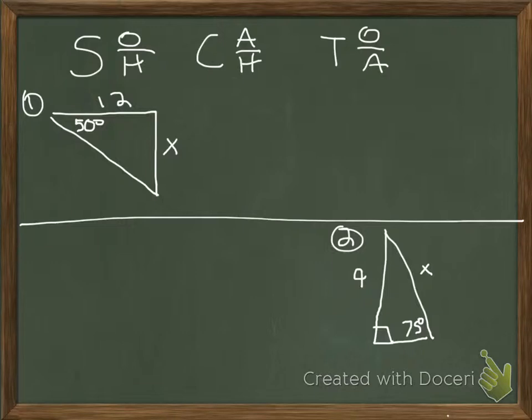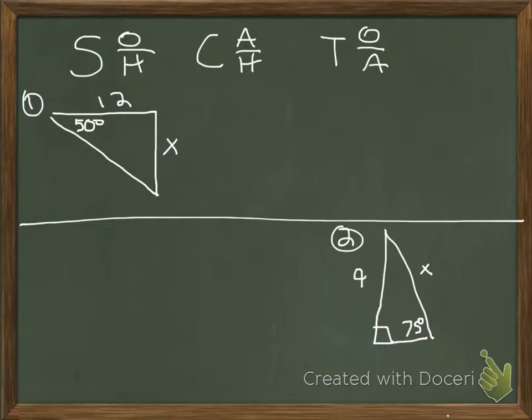So the sine button knows all of the ratios of the opposite to the hypotenuse. The cosine button knows all the ratios of the adjacent over the hypotenuse, and the tangent button has all the ratios for the opposite over the adjacent. So we're going to just do two quick questions.